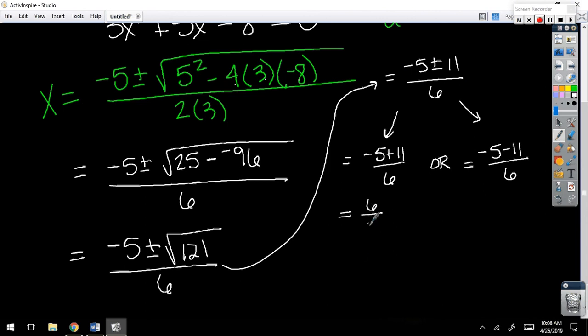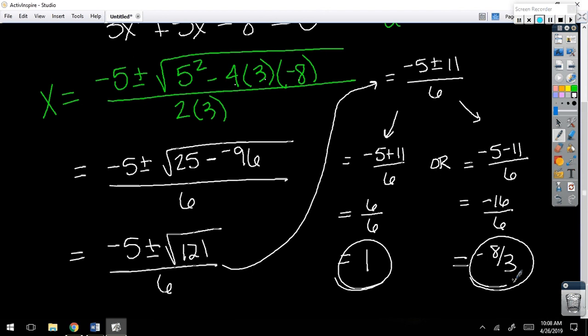Negative 5 plus 11 is what? 6. What's negative 5 minus 11? Negative 16 over 6, and that reduces to negative 8 over 3. If you divide it on your calculator and then hit math, enter, enter, there are your two answers.